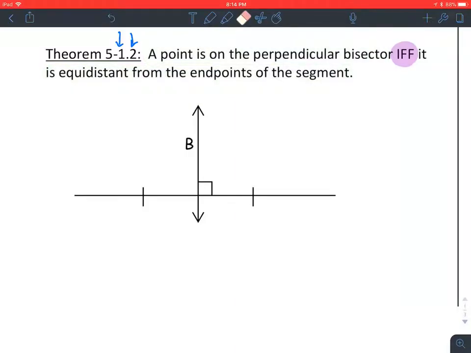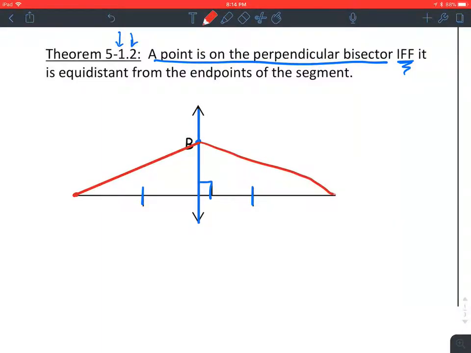So, theorem. A point on the perpendicular bisector, so in this case B is on this line. That line is perpendicular to this segment, and it cuts it in half because we can see it's the same on both sides. So B is that point on the perpendicular bisector. So it says it is that point if and only if it is equidistant from the endpoints of the segment. So if I draw a segment from this endpoint to B, and I draw a segment from that other endpoint to B, those two segments have to be the same.